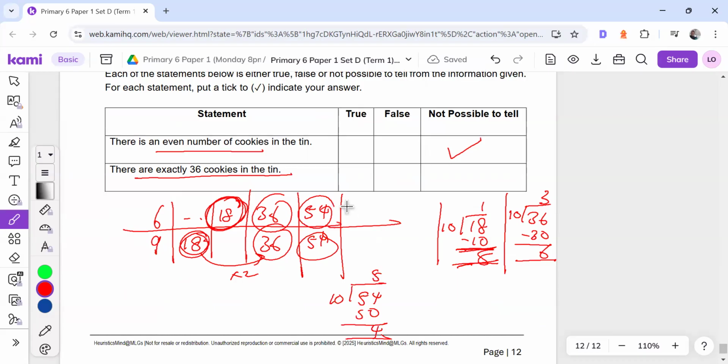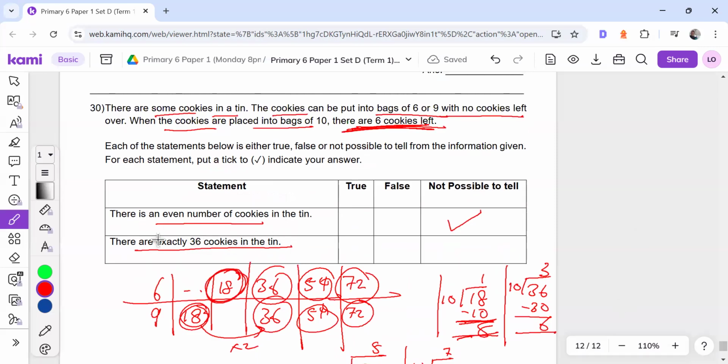So what's the next multiple? 18 times 4 will be 72, right? And then you take 72, divide by 10, and what remainder do you get? You will get 2 left over, right? So you can see that there are exactly 36 cookies in the tin.